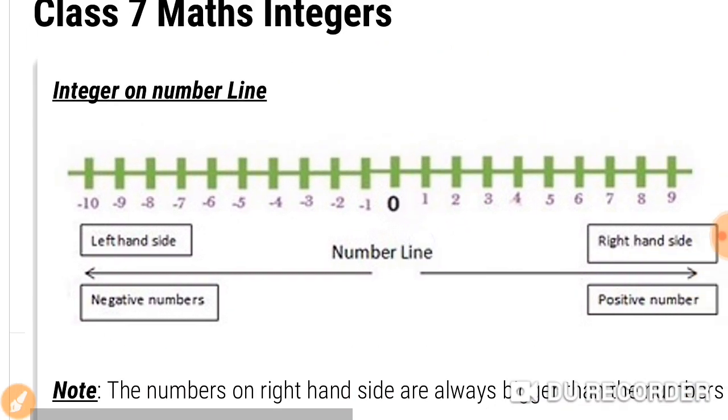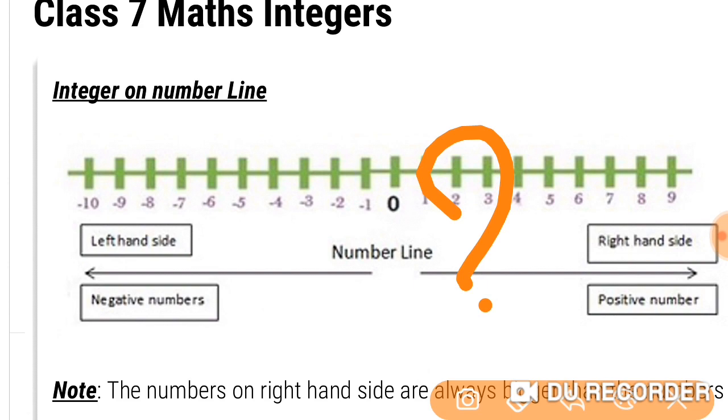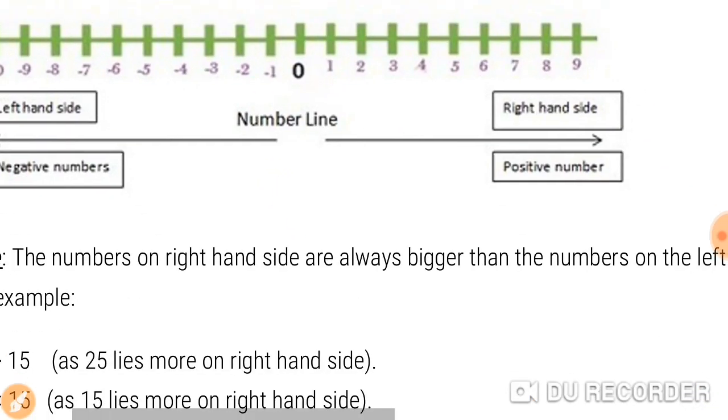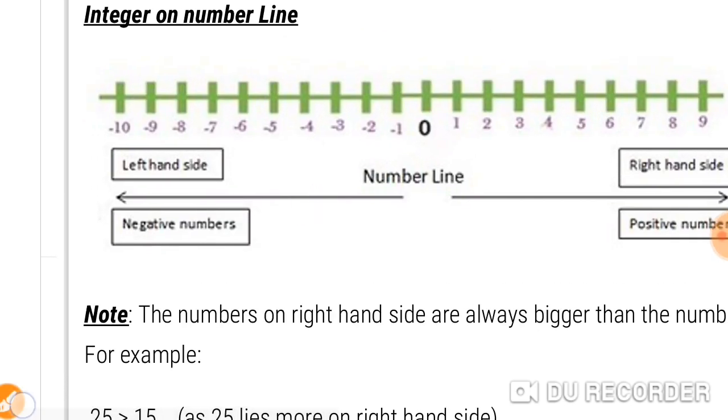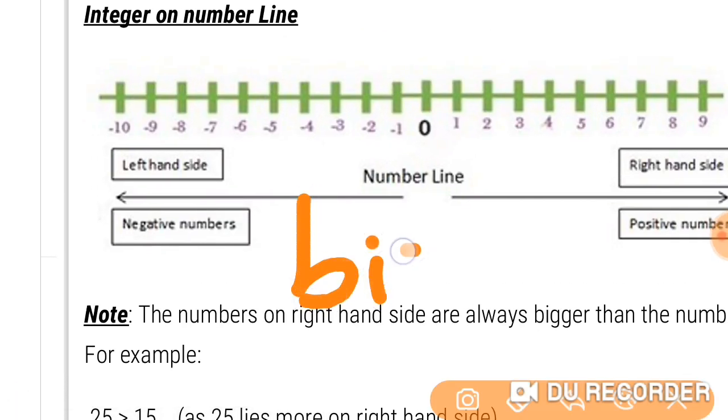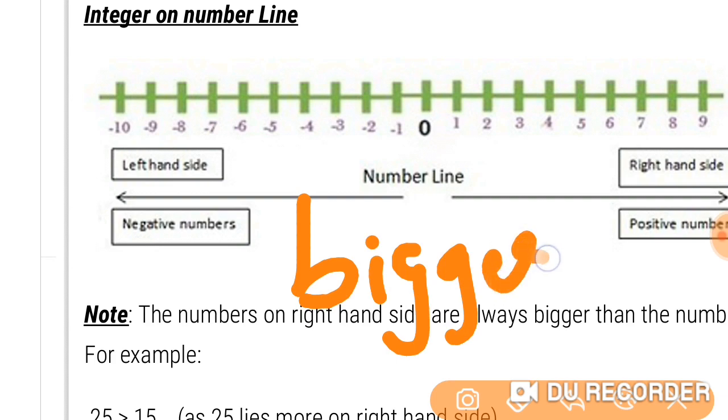Then the question comes here. Answer the questions in the book. So my question is: which is the bigger negative number?